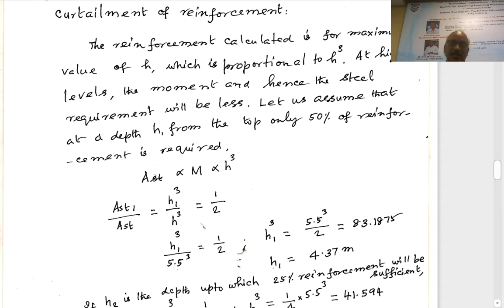On solving, h1 cube by 5.5 cube equals 1 by 2, or h1 cube equals 83.1875, or h1 equals 4.37 meters. So when we provide 2 bars at 5.5 meters depth, at 4.37 meters you can curtail alternate bars. 50% of the bars can be curtailed.